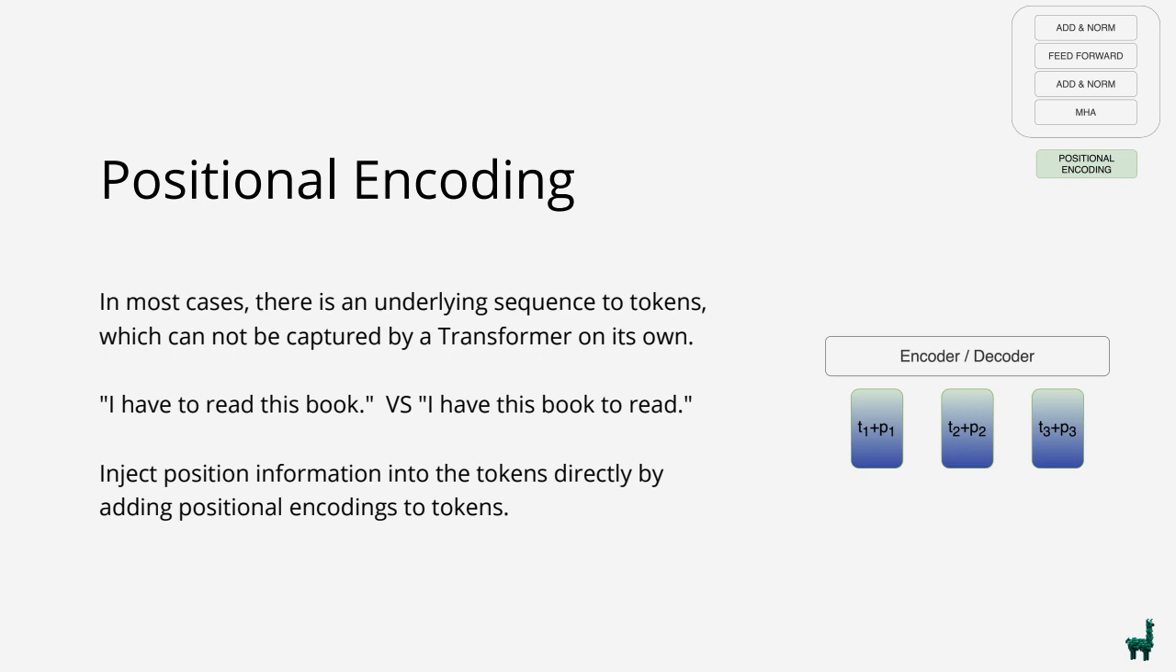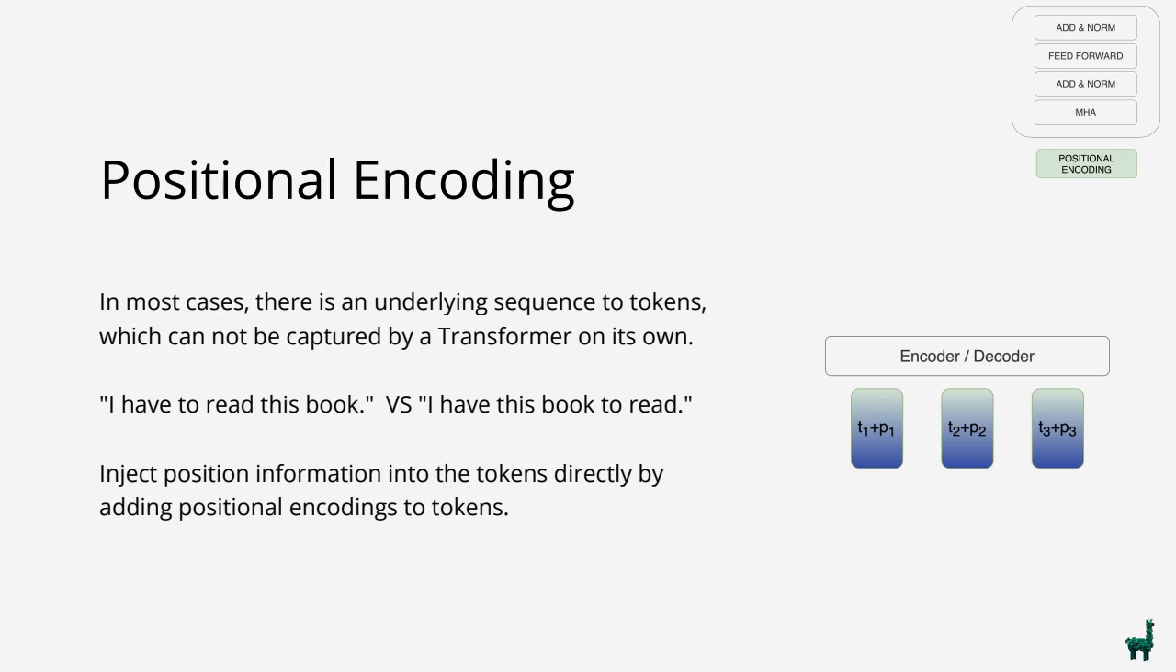And then the final piece of the puzzle is the positional encoding block that happens at the start of that encoder. What makes an RNN nice is that order is inherently in it, with the way it processes everything sequentially. But in a transformer, like I said, everything is just happening in parallel. It's just matrix multiplications happening everywhere. So a transformer has no idea what the relative position between tokens is. Let's say we have the sentence "I have to read this book" versus the sentence "I have this book to read". It's exactly the same tokens.